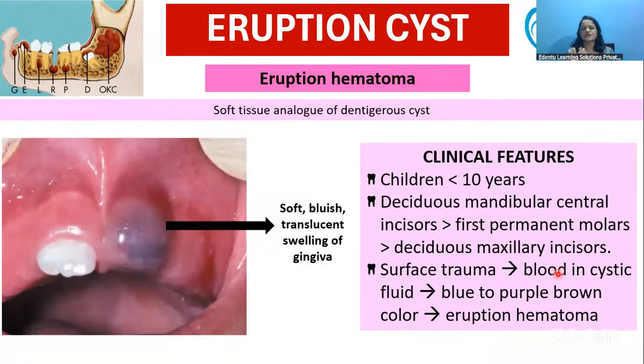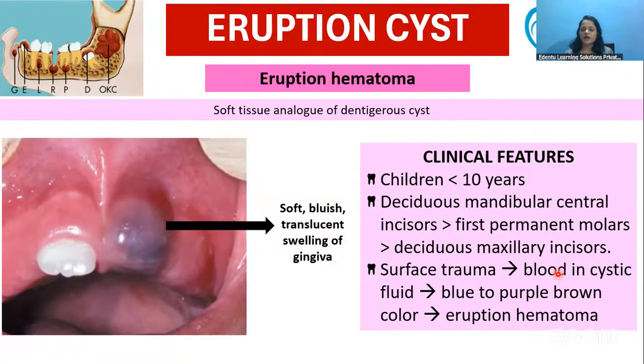Now, one cyst that is very much similar to the dentigerous cyst is the eruption cyst. This eruption cyst is considered a soft tissue analog of dentigerous cyst. Dentigerous cyst occurs inside the bone, whereas the eruption cyst occurs in the soft tissues. Here also there is fluid accumulation, but the fluid gets accumulated between the crown of the unerupted tooth and the overlying gingival tissue.